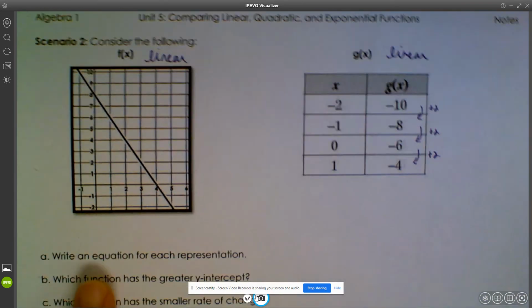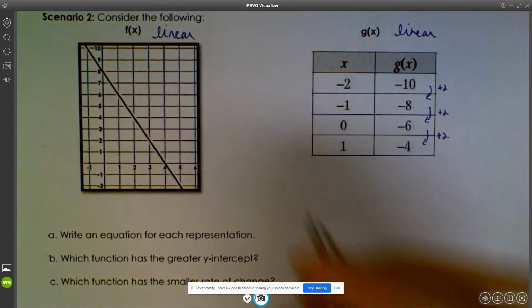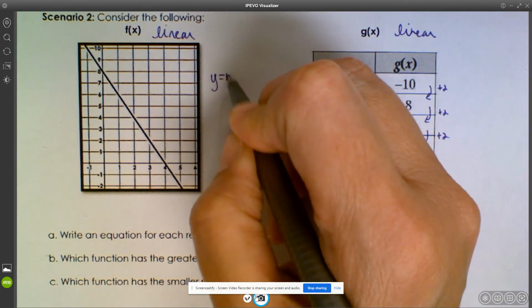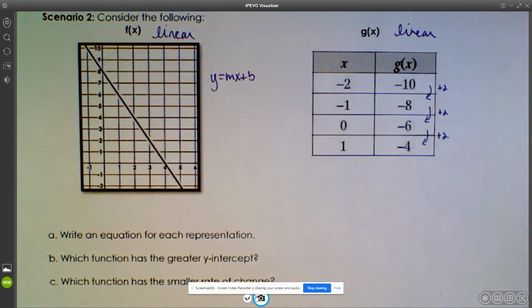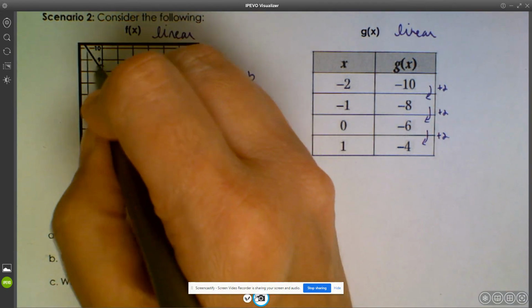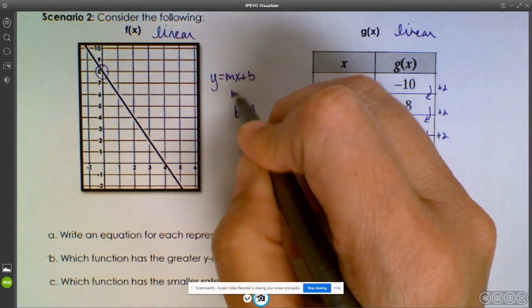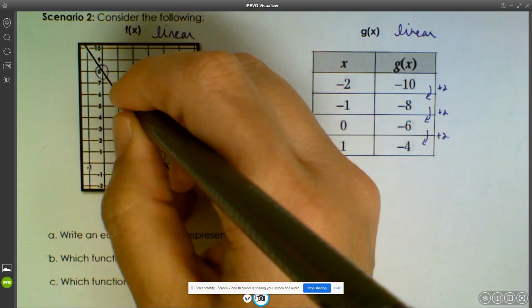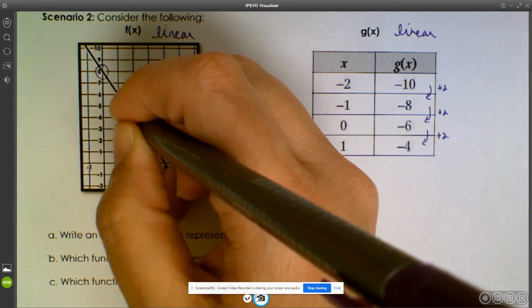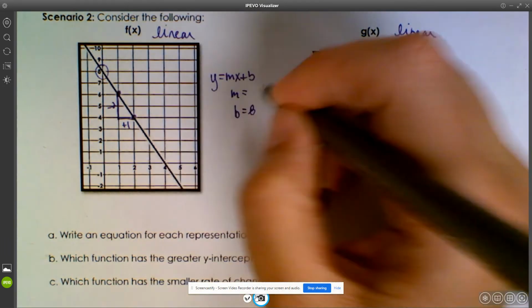Okay? The first thing I have to do is write an equation for each representation. Well, the way you write an equation for a linear expression is y equals mx plus b. So my y-intercept is here at 8. And then my slope is my rise over my run, so I'll pick 2 other points. We go down 2 to the right 1, so my slope is -2.